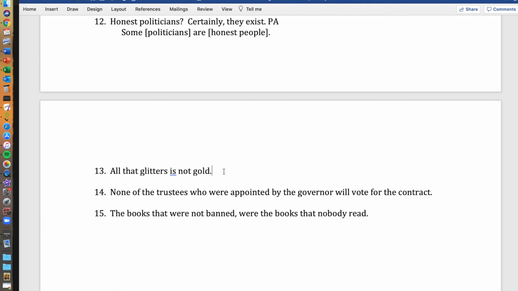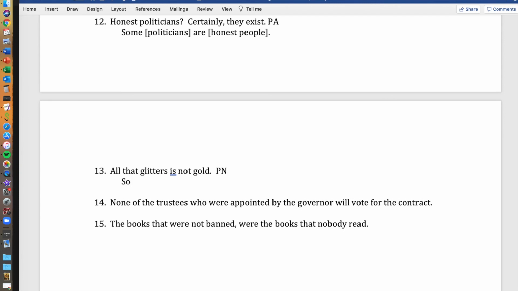So there's a couple of ways you could do this. It is a negative, right? Because we have the not. And because we're talking about less than all the things that glitter, it's also particular. So we would start with the particular negative hypothesis, and we could say some glittering things are not gold things or gold objects. Let's use a different noun here. Okay. And that would be standard logical form for the particular negative.